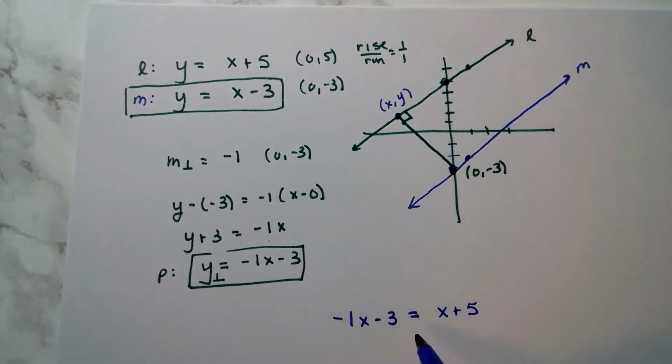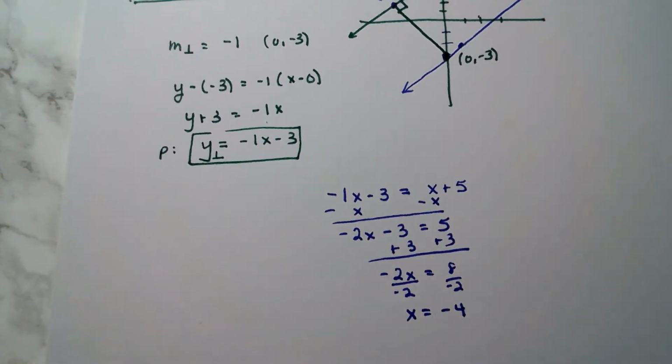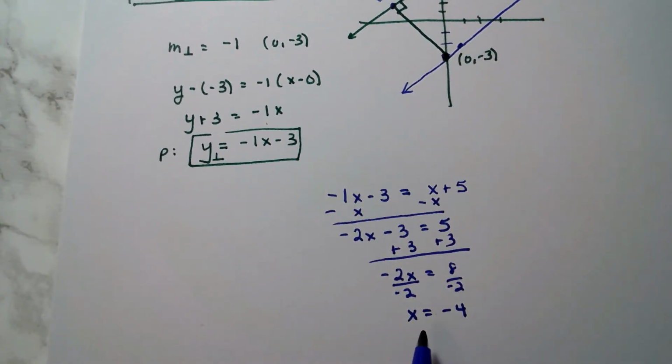Okay, so there's not really anything to do here, so I'm going to combine terms. I'm going to subtract x from both sides. Negative 1x plus a negative 1x gives me negative 2x. If I add 3 to both sides, I'm going to have negative 2x is equal to 8. And if I divide both sides by negative 2, I get that x is negative 4. Oops, sorry. So the x coordinate of my point is negative 4.